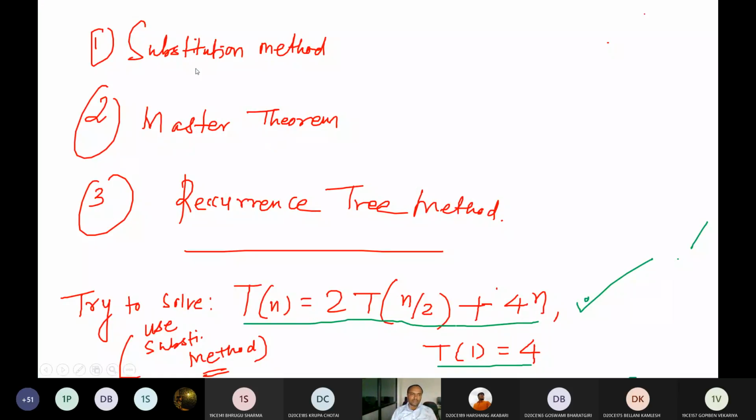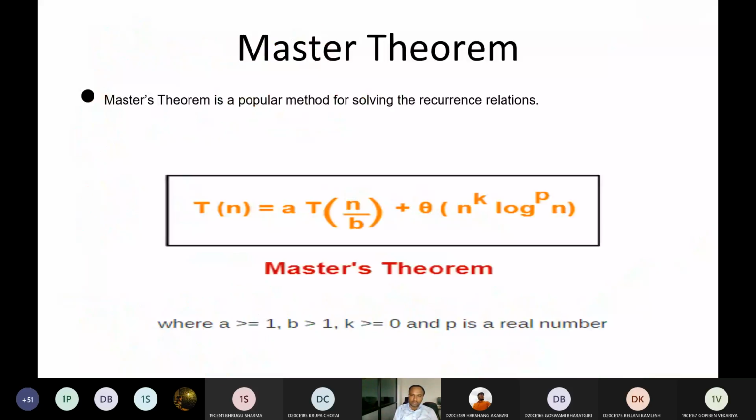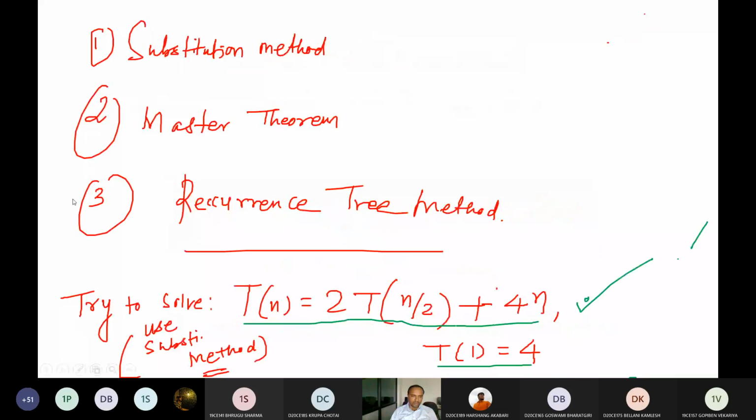So in the last week we showed the substitution method, master theorem, and the recurrence tree method. Okay, so today we are going to solve one example based on it. Let us take that example.